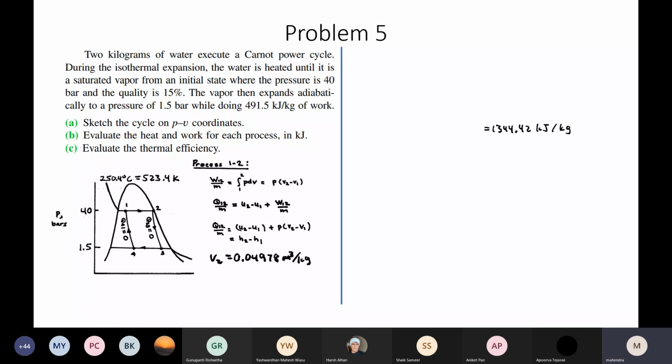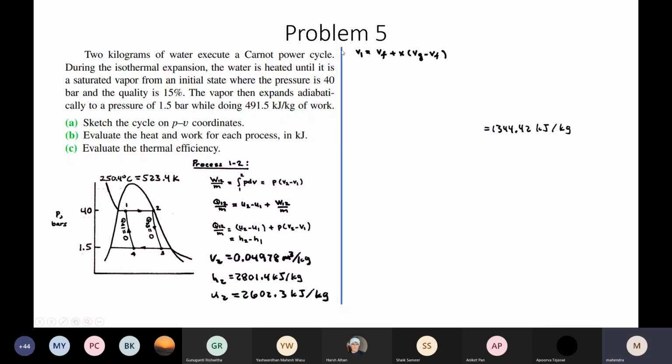So now V2 you can get from the table. What data will you use to get this particular V2? 40 bar pressure and saturated vapor. This is the specific volume. V2 you can get this way. Then for this point, saturated vapor and 40 bar pressure, from the table you can get the enthalpy also. Simultaneously U2 also, meaning internal energy.